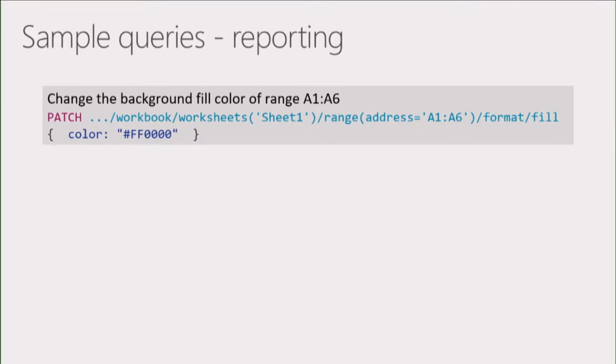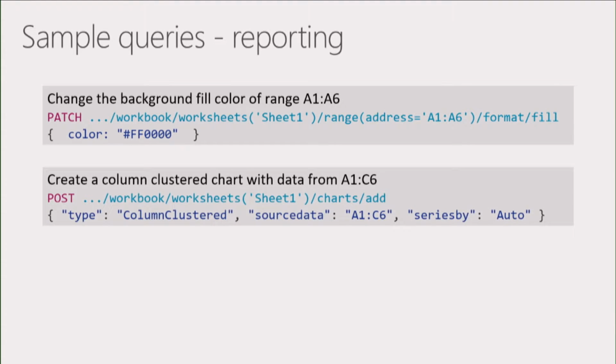So let's look at some samples. I can make a REST request to do formatting on data in my workbook with a simple PATCH on a given range. In this case, I'm just filling it with, I think, the green color. And it's a very simple REST request with a body passing in that JSON for the description.